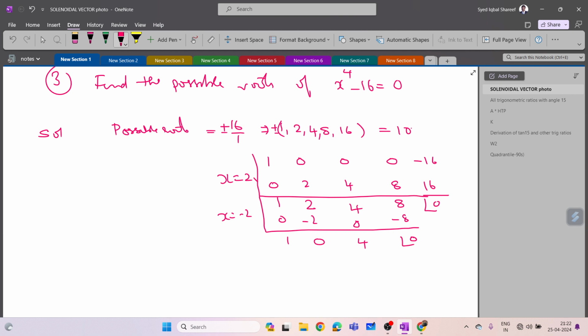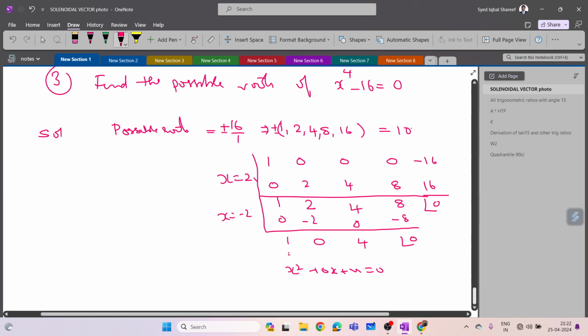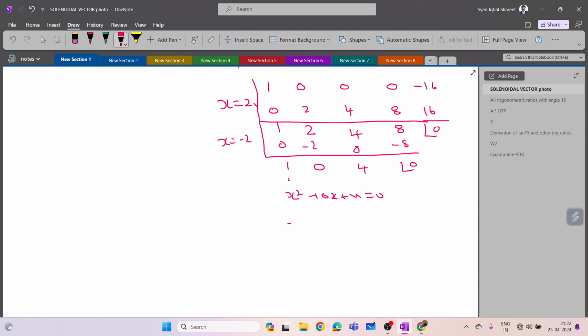You see, one root is gone means the equation reduces. Power 4 is there. If you find one root, it will be power 3. If you find one more root, it is power 2. So this will be x square plus 0x plus 4 equal to 0. So x square plus 4 equal to 0, or x square equal to minus 4. Rooting both the sides, x equal to plus or minus 2i. Therefore, required roots are plus or minus 2 and plus or minus 2i.